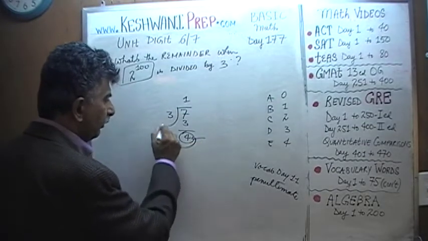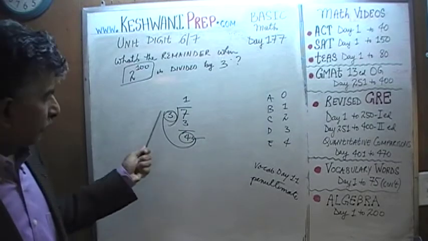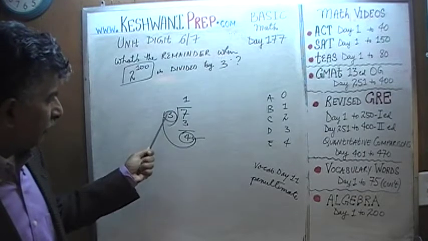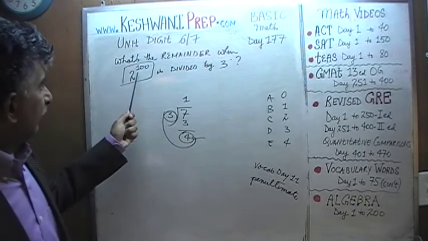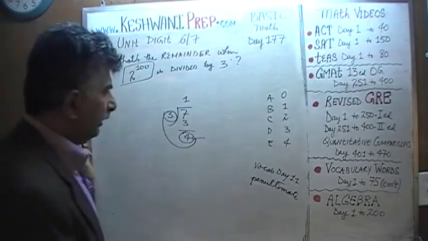The remainder can never be more than the number that you're dividing by, because if it's 4, we could have gone one more round, obviously. Remainder can never be more than what you're dividing by. What's the remainder when this quantity is divided by 3? I don't know what the remainder is. The remainder cannot be 4.